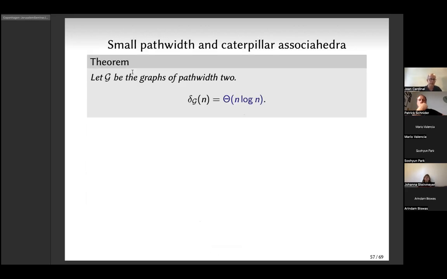Let me say a word, and some of you maybe have heard of this because you were at SWAT this week. This is a paper that was presented recently. So we know that for graphs of path width 2, which are sort of close to being a path, think of thick paths, think of pairs of paths that are sort of connected between them, the diameter of the associahedron can be as big as n log n. This is something that we have.